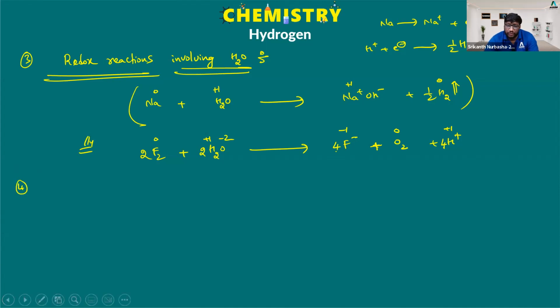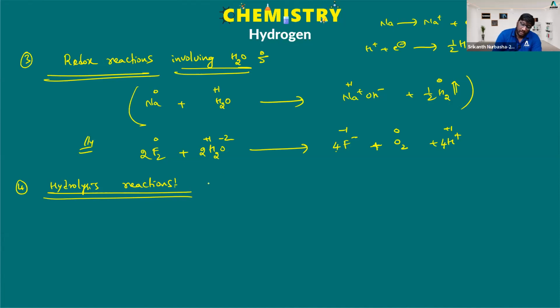Next type of reactions of water which you can think of is hydrolysis reactions. Hydrolysis reactions means what? In these reactions, H2O will be acting as a reactant. That means H2O undergoes hydrolysis and is also used up, like it is a nucleophile. Like if you talk of hydrolysis of ester.